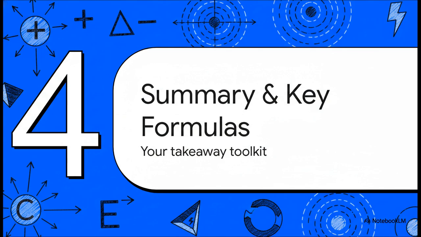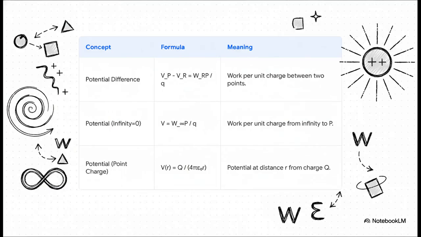Whew, we have covered a ton of ground. So let's take a second to pause and put all the most important pieces together in one handy toolkit. If you take anything away from this, it's these 3 ideas. First, potential difference is just the work per unit charge to go between 2 points. Second, the absolute potential at a single point is the work per unit charge to get there from infinity. And third, our master formula for a point charge gives us potential at any distance r. These are the core tools of electrostatic potential.